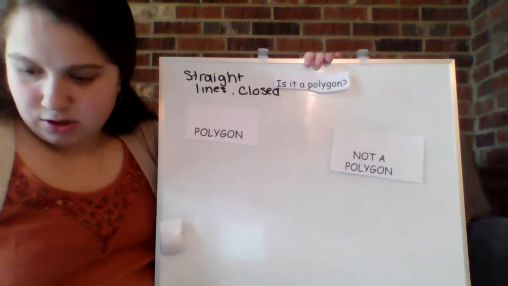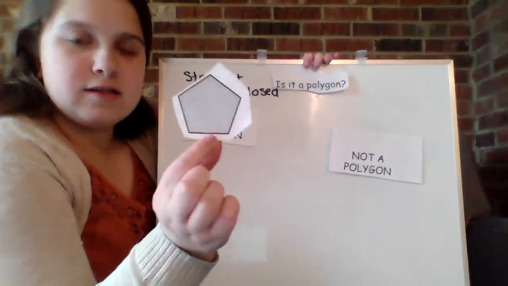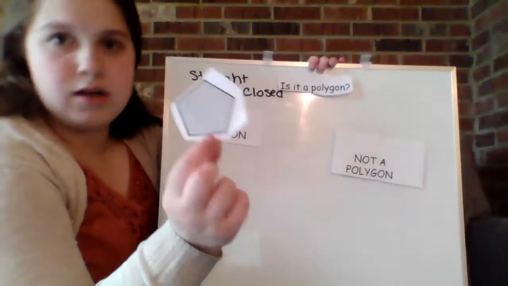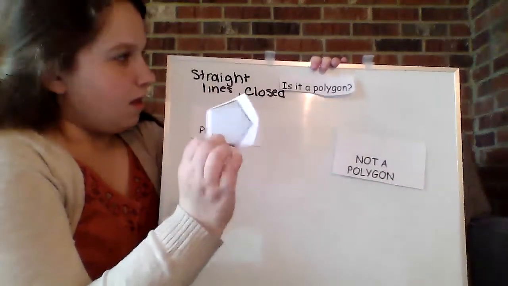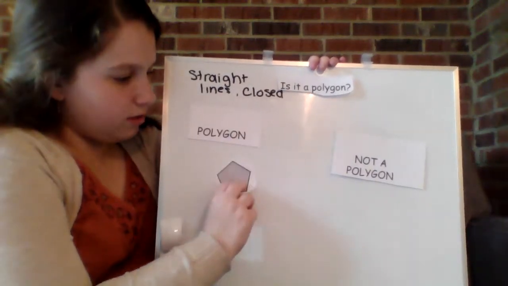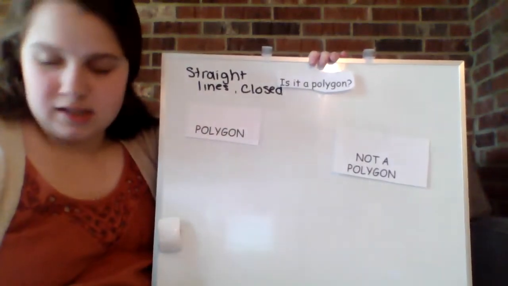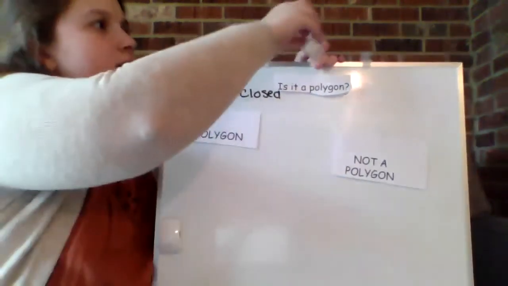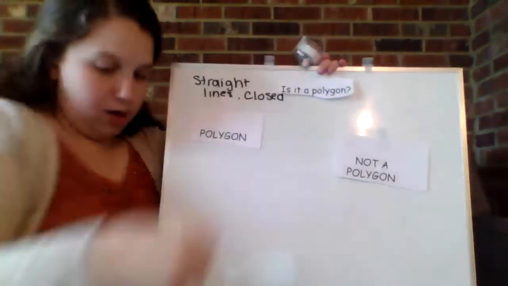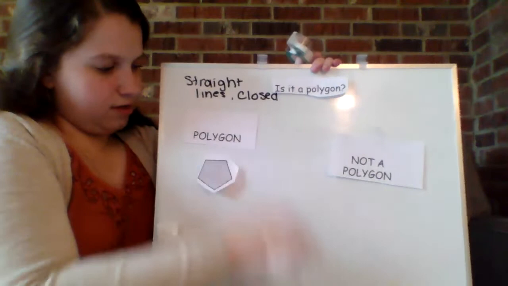So let's take a look at our first example. What do you think? Is this shape a polygon? It has straight lines and it's closed and it's made up of our line segments. So we're going to say yes, it is a polygon and stick it under our polygon category. So this is a polygon.